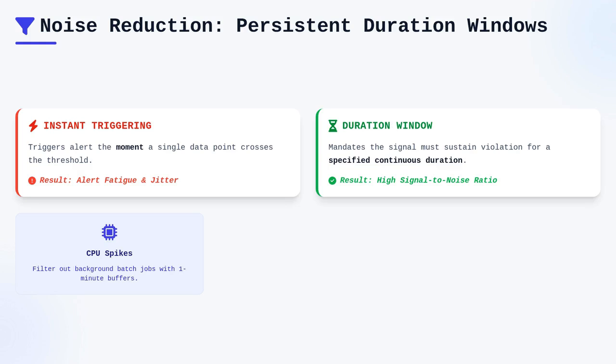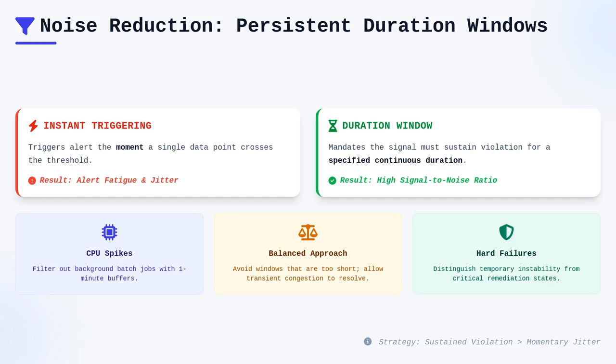You might be tempted to set these windows to be extremely short to capture immediate issues, but a balanced approach acknowledges that transient network congestion or internal rebalancing frequently resolves itself without operator interaction. Configuring a mandatory duration provides the buffer necessary to distinguish between temporary system instability and a hard failure state requiring remediation.